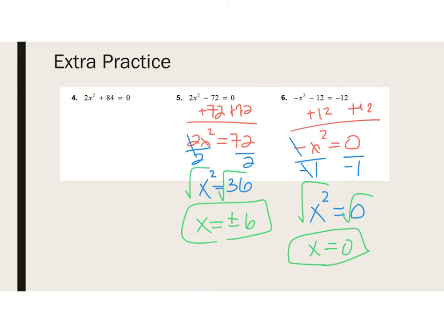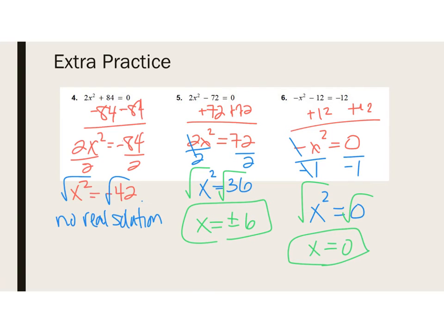So if you want to go ahead and pause, you can do number 4. I'll write it up for you real quick. So number 4 is no real solution because in the end you should have been square rooting a negative number, and that does not work. All right, we'll continue on here.